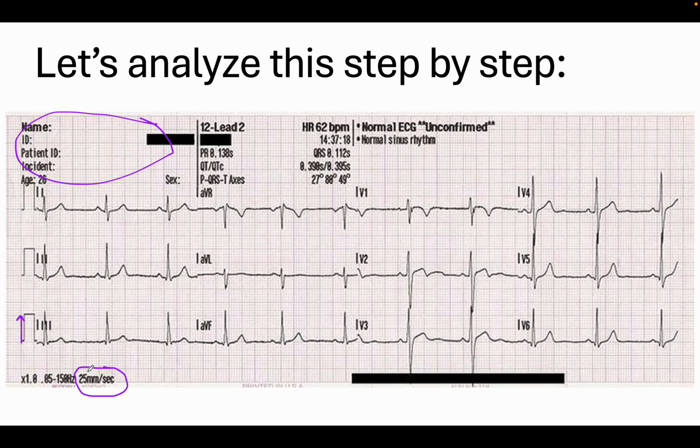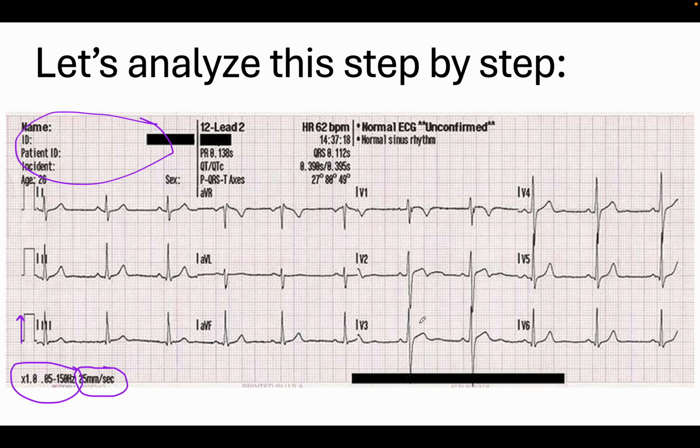You also want to look at one other thing, which is the amount of filter that's been applied to the ECG. The standard filter setting is between 0.05 and 150 Hertz. So just make sure that the filter setting is set correctly. The reason that's important is because if we filter out too much signal, we essentially mask some important ECG findings.